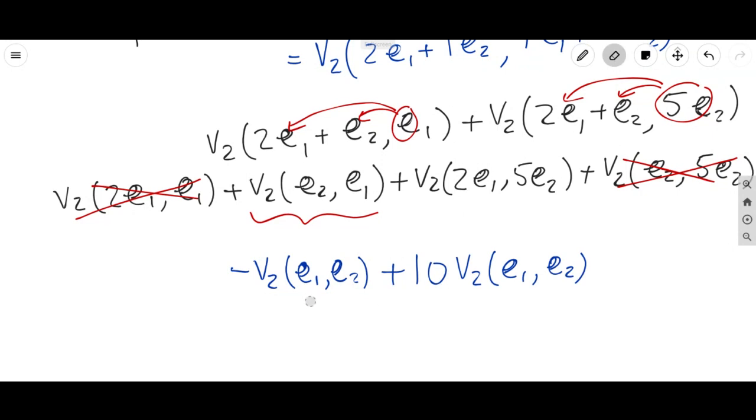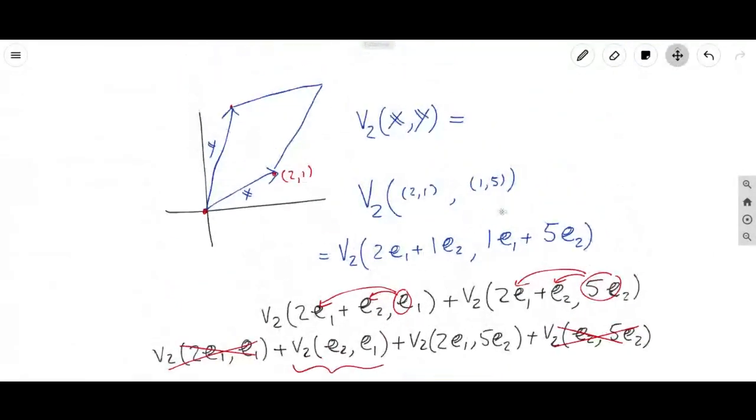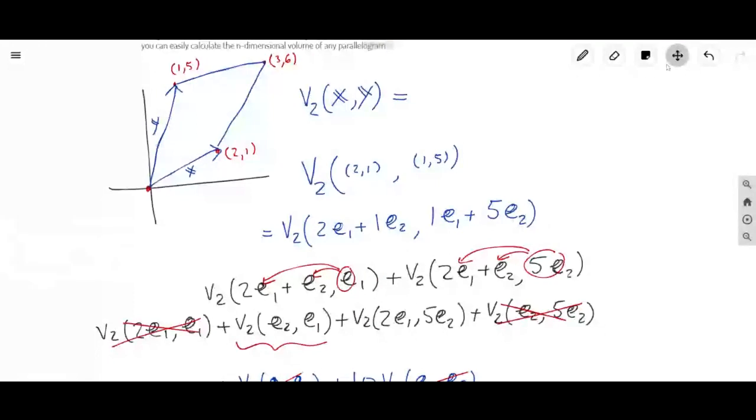And now you use the unit cube property. This is a two-dimensional cube, in other words, a square. And the orientation here is correct. It's written in the correct orientation. So this one is equal to 1, and that one is equal to 1. So we're able to replace this and say it's equal to 1. So in the end, we get -1 plus 10, which is equal to 9. So the final answer to our problem is 9. The area of the parallelogram, in a very elegant way, comes out to be 9.